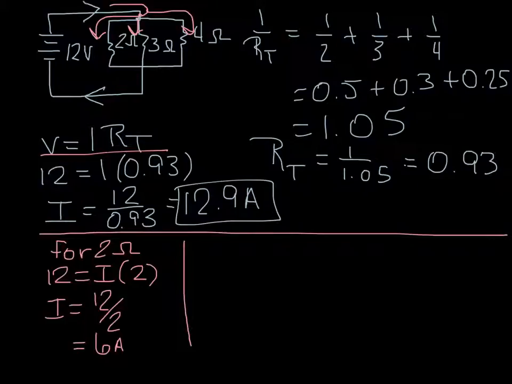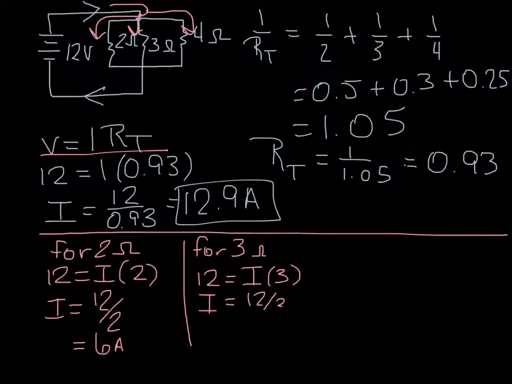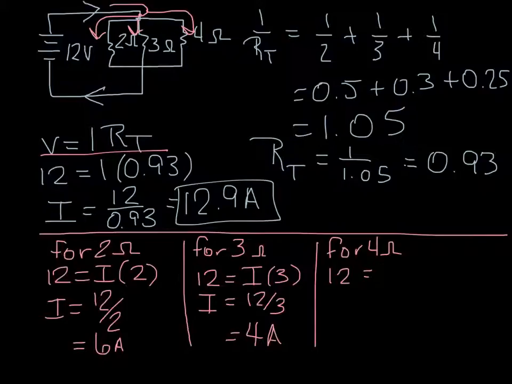Well, let's look at our 3 ohm resistor. So for the 3 ohm, what do we know? We know 12 is equal to I times 3. So I is equal to 12 divided by 3, which is 4 amps. And then our 4 ohm resistor, we know 12 is equal to I times 4. So that means current is equal to 12 divided by 4, which is 3 amps.